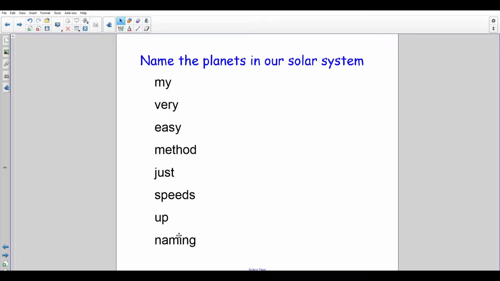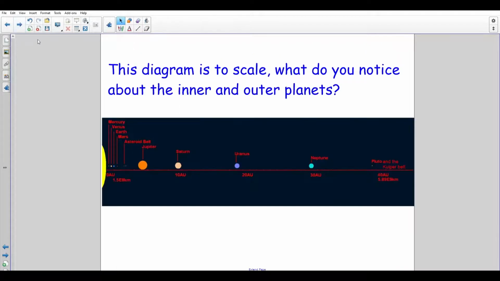So we've got lots of other things in our solar system as well. We've got lots of asteroids and lots of dwarf planets and lots of comets and bigger things out in the Kuiper Belt and the Oort cloud. But if we have a look on this picture here, this shows things to scale.